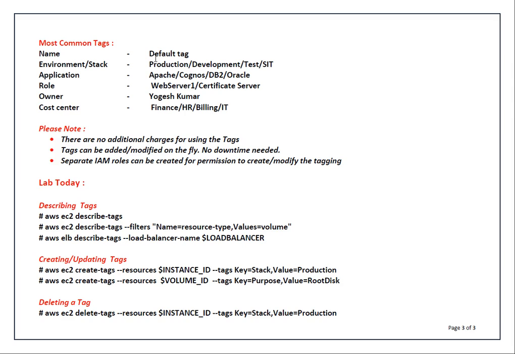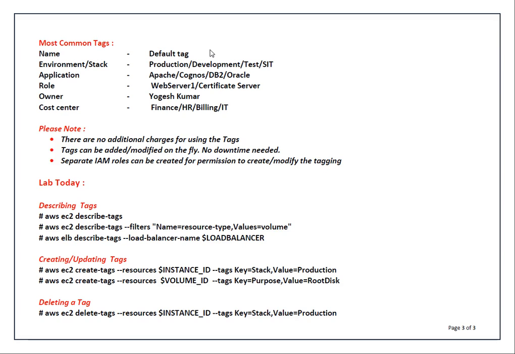First one is name, which is default tag. Default tag means it is available by default. No need to define it. Only thing, it is not having value by default. So you can put value. Name can be your server name. Then environment or stack. It means whether your server is production, development, test, or SIT.